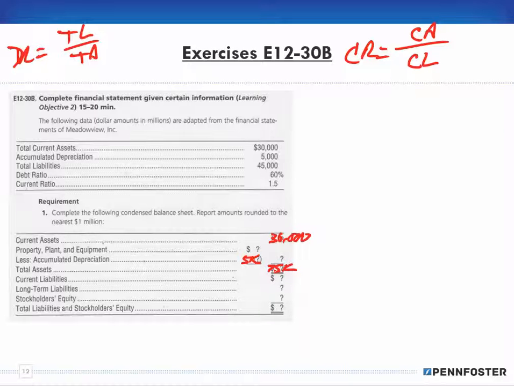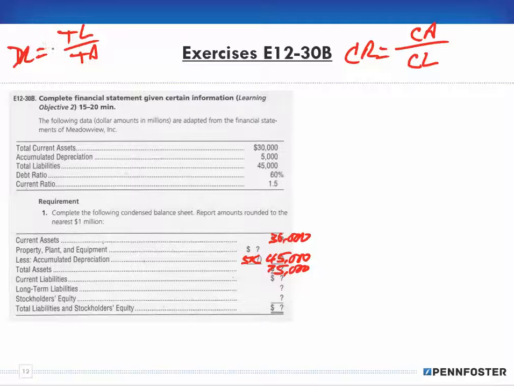If I can figure out the total assets, then that tells me that the book value of my property, plant, and equipment is the difference between those two numbers. So that has to be 70 million. Let's do it like that. 75,000, I know that's 45. By getting that number, that allows me to get that number.